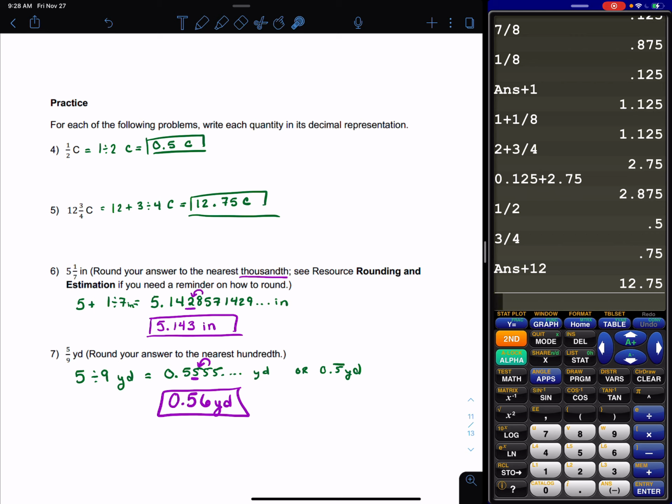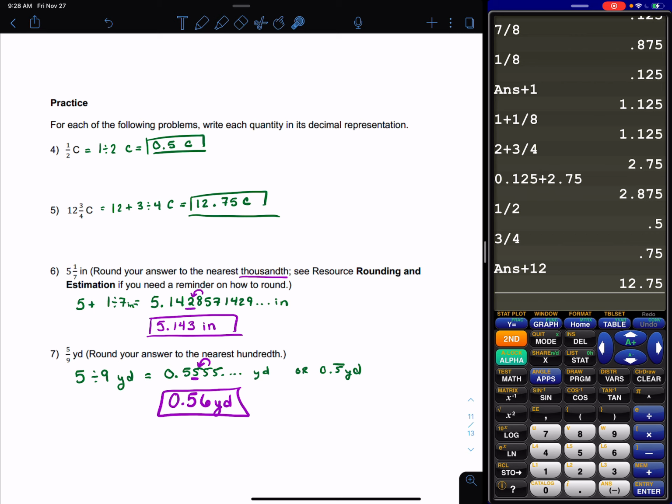If we look at number 6, we have 5 1/7 inches, but we're going to round our answer to the nearest thousandth. It says, see the resource rounding and estimation if you need a reminder on how to round. So we just did a few examples to remind ourselves how to round, but you also have the rounding and estimation resource in the back of your college level textbook that you can look at for additional resources.